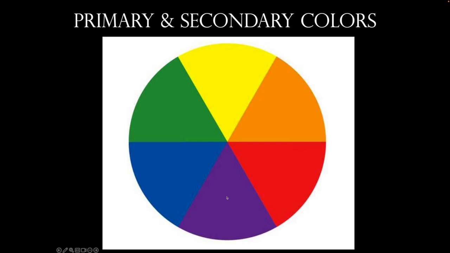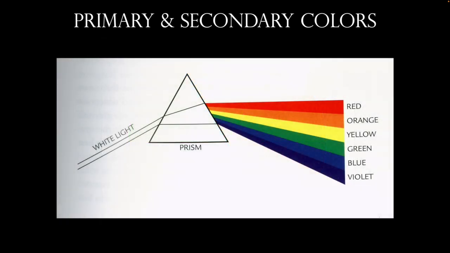So keep in mind that when we mix red and blue together, it creates violet. And those are the primary and secondary colors. So for me, I find it really easy just to memorize red, yellow, blue for the primary, and secondary orange, green, and violet.